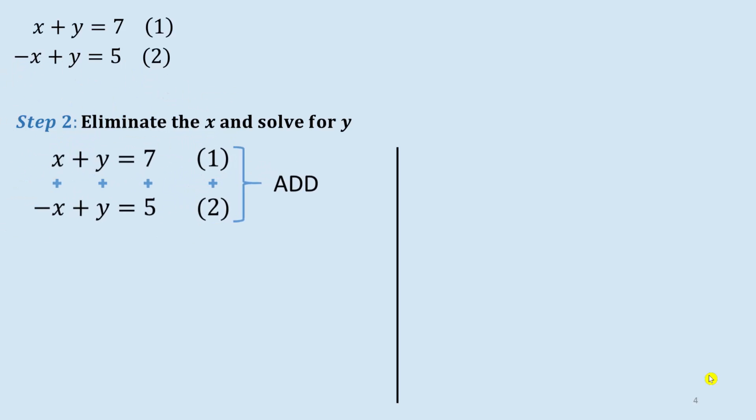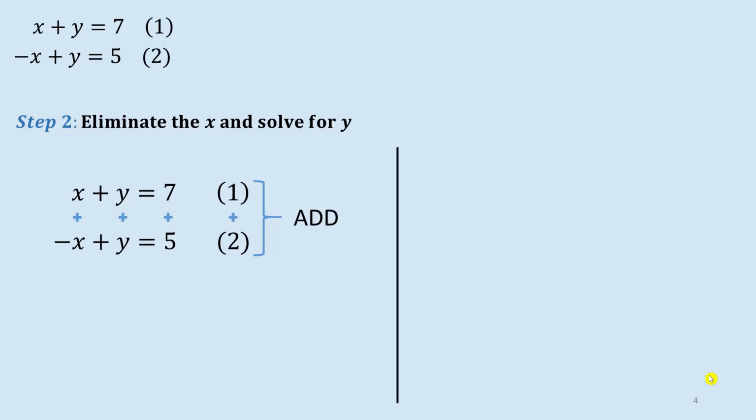So I've got my two equations here. What I'm going to do is add them, and I want to show you what will happen. We've got our x here, plus minus x. What's that going to give us? That's going to give us 0. x minus x, if I have an x and I take away an x, I'm going to be left with 0. I won't have anything.